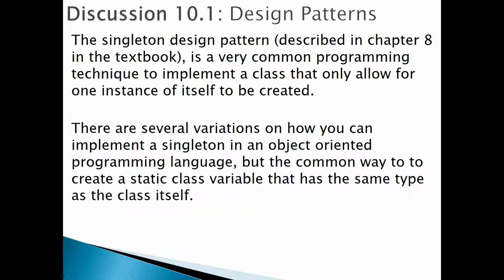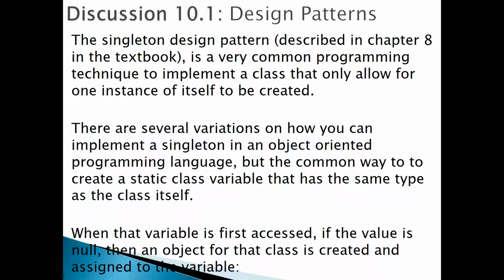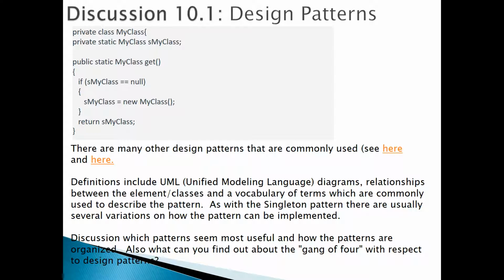There are several variations of how you can implement it. The most common way is to create a static class variable that's the same type as the class itself. When that variable is first accessed, if the value is null, then the object for that class is created and assigned to the variable. Here's some sample code on how to do that. This is C#. This probably works in Java as well.